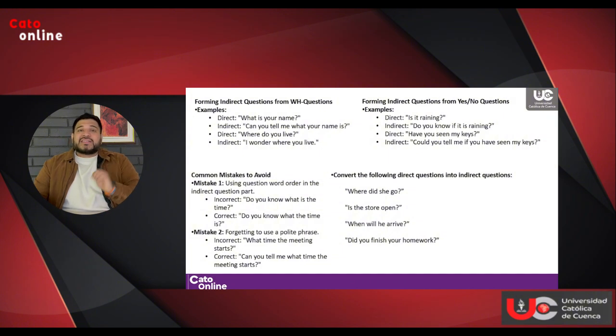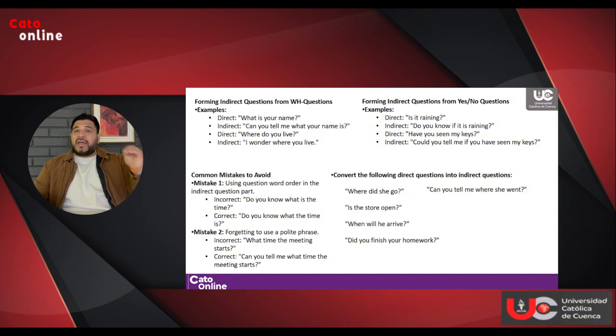Okay, so let's practice a little bit. Let's convert these direct questions into indirect questions. Where did she go? Is the store open? When will we arrive? Did you finish your homework? Let's take a look at how we can form these. As we see, this question is in the past. This question is in the present. This question is in the future, and this one is again in the past.